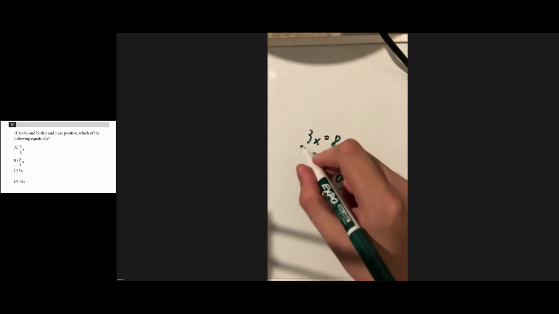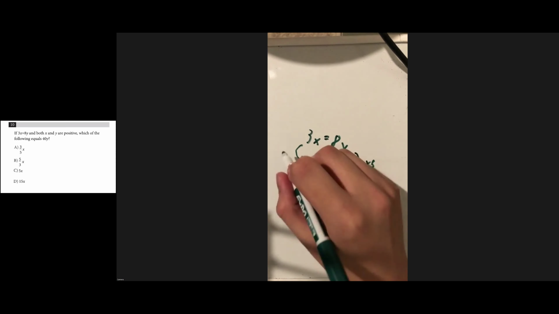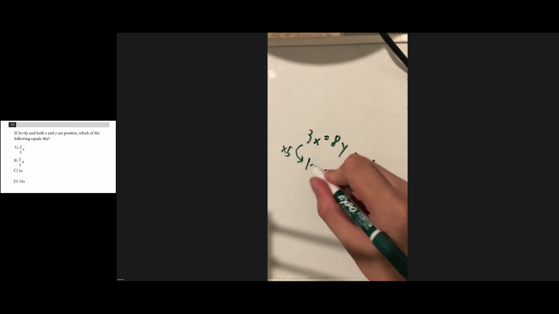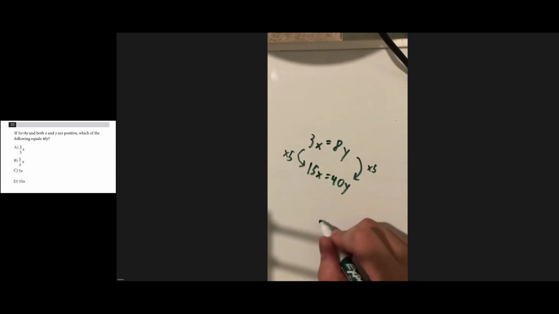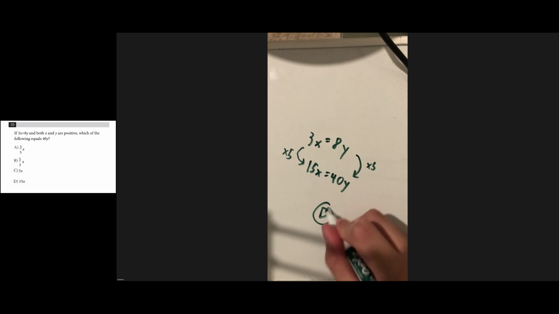Okay, so for question 10, we're given that 3x is equal to 8y. So what does 40y equal? Well, to get from 8 to 40, you multiply by 5. So to get from 3x to whatever it is, you just multiply by 5, which would be 15x. So the correct answer is answer choice D.